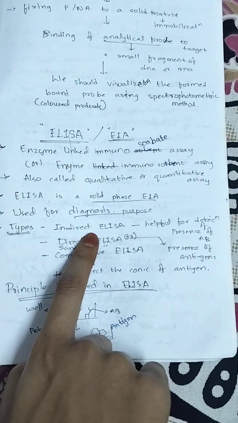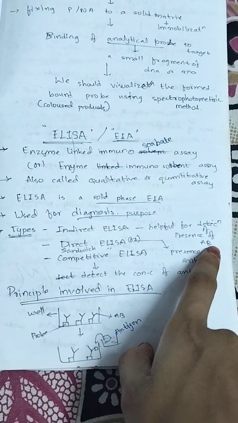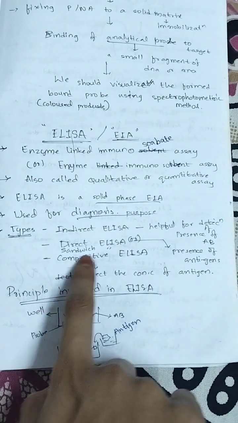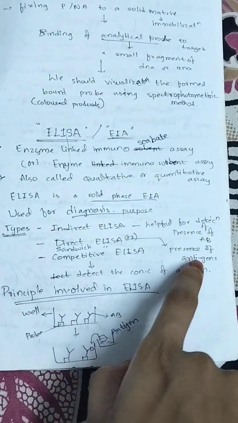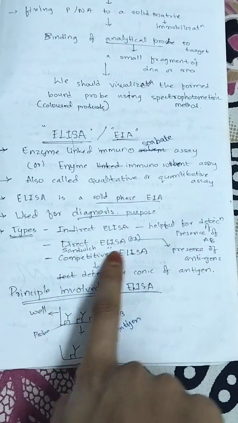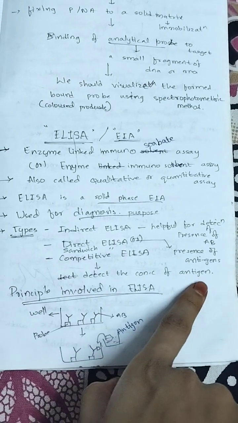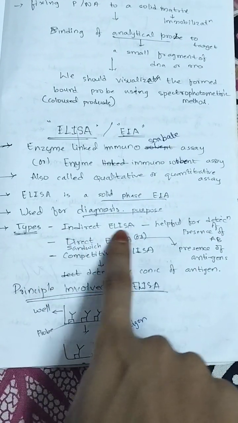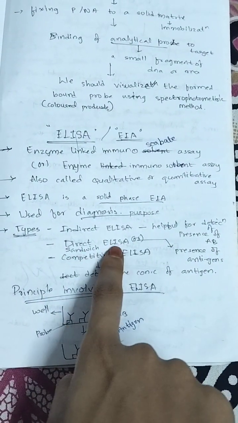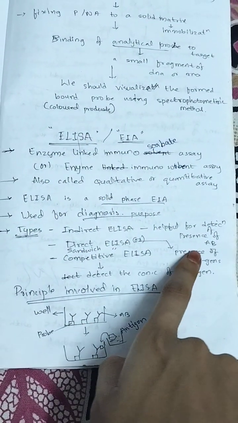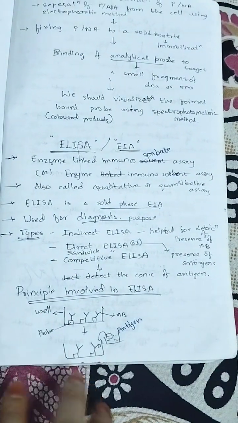Indirect ELISA is used for the detection of the presence of antibodies. Direct ELISA is used for the detection of the presence of antigens, while competitive ELISA is used for the detection of the concentration of antigen. Indirect ELISA is used for the presence of antibodies, direct ELISA for the presence of antigens, and competitive ELISA for the concentration of antigens.